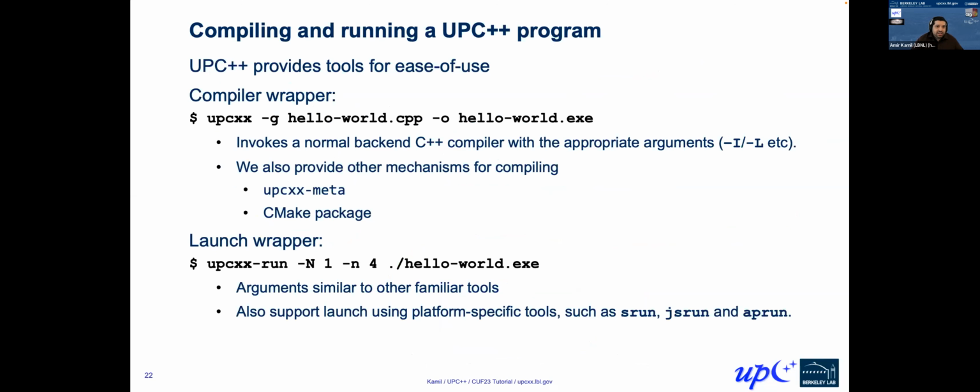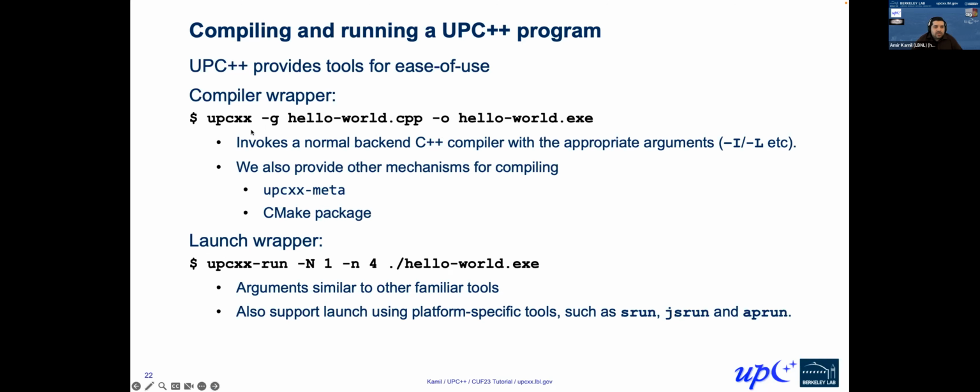All right, moving forward. In terms of compiling and running a UPC++ program, again, UPC++ is a library, but we still try to make it as similar as possible to what you would get if you were doing Chapel or Coarray Fortran. So we have a compiler wrapper that wraps the underlying C++ compiler, GCC, Clang, Intel, or whatever you're using, and it takes similar arguments as the C++ compiler does.